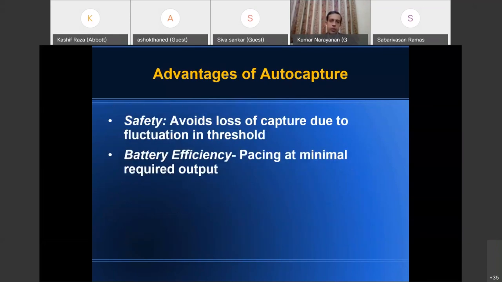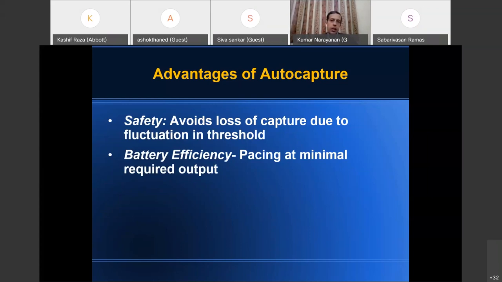So the two main advantages of auto capture are, number one, safety. It avoids loss of capture due to fluctuation in thresholds. Remember, sometimes you can have some large fluctuations of threshold due to various reasons. You might have determined a threshold of 1 and then switched on auto capture. Let us say a few days down the line, something happened and the threshold went up to 3. Even then, due to the detection of the loss of capture, the auto capture will be able to find out the threshold is 3 and then start pacing at 3.25 or 3.5. So number one, safety is better with auto capture. And secondly, you achieve battery efficiency because you just give that much output as necessary.